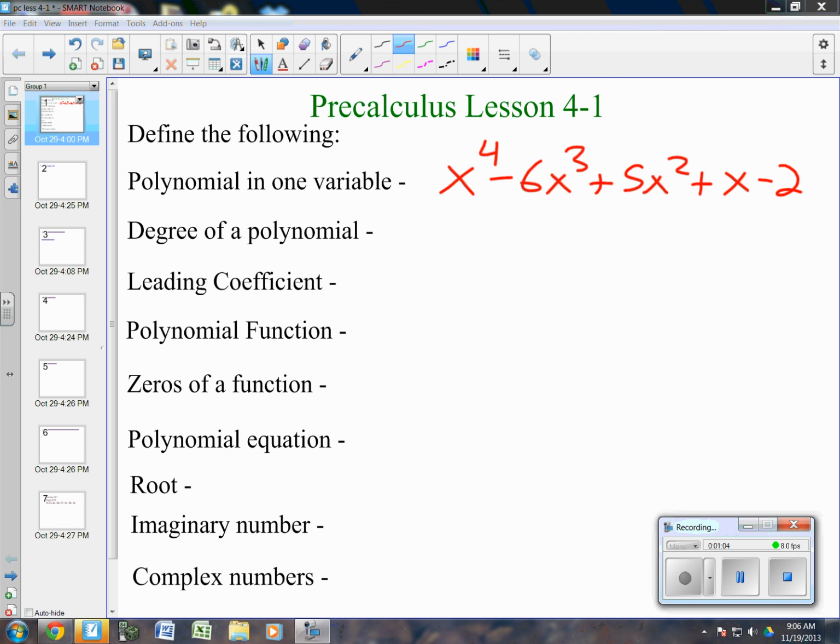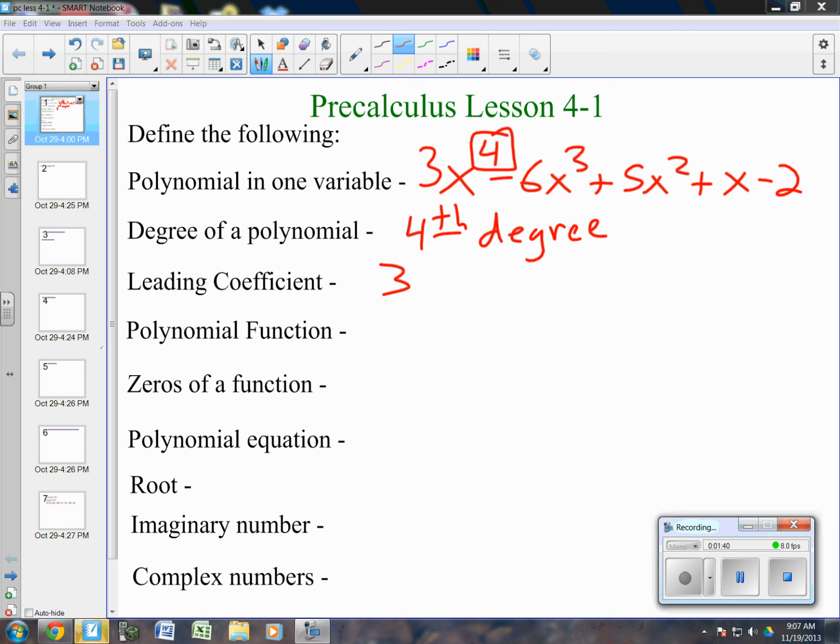Now, the degree of a polynomial, you find the highest degree. In this case, it is 4, right? So this is a fourth degree polynomial. The leading coefficient is the number in front of the highest degree term. Let's say that this was 3x to the fourth, okay? My leading coefficient would be 3 because it's the coefficient of the highest degree term.